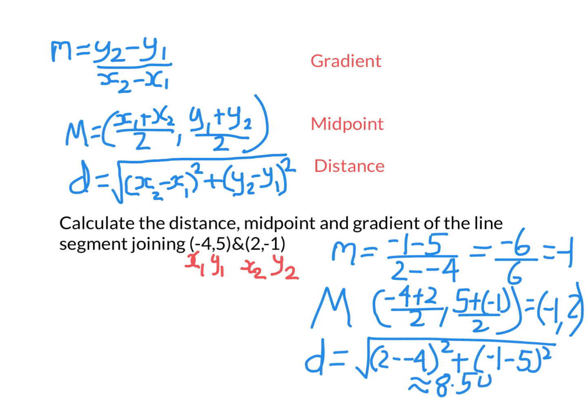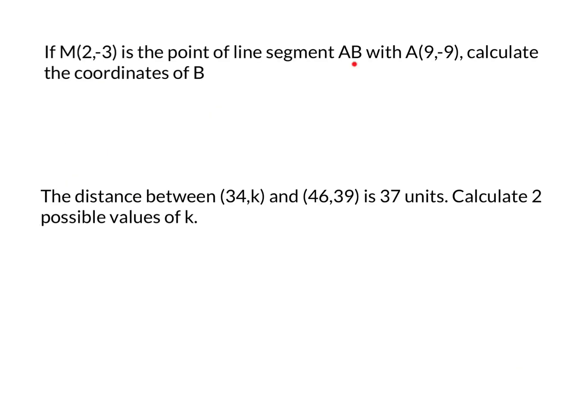All right, let's now look at examples where we're using the distance, gradient or midpoint to find one of the points. So in this example, we're told we have this line segment. We're given one endpoint and the midpoint, and we have to find the other endpoint. So what we have is this. We have A, which is 9, negative 9. And we have some point B at the end of our line segment, and we don't yet know what it is. We need to find its x and y value.